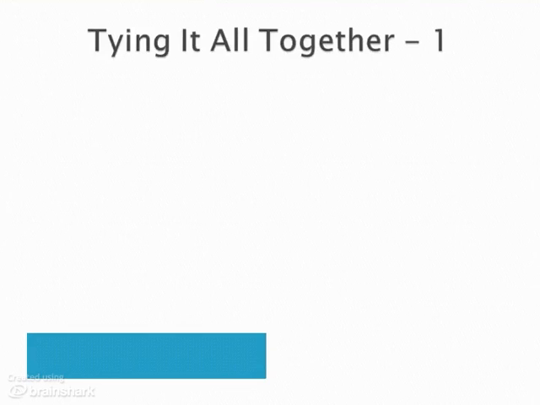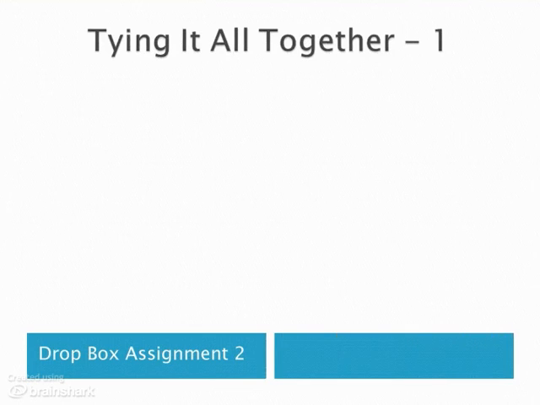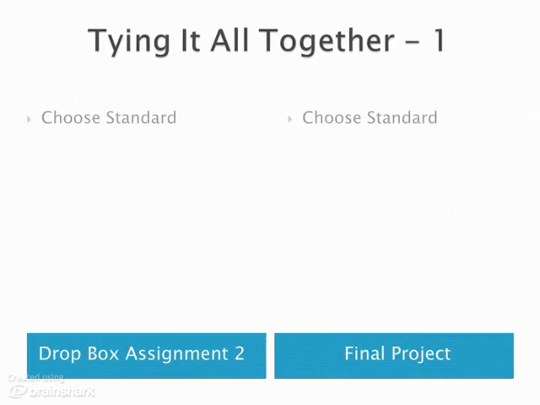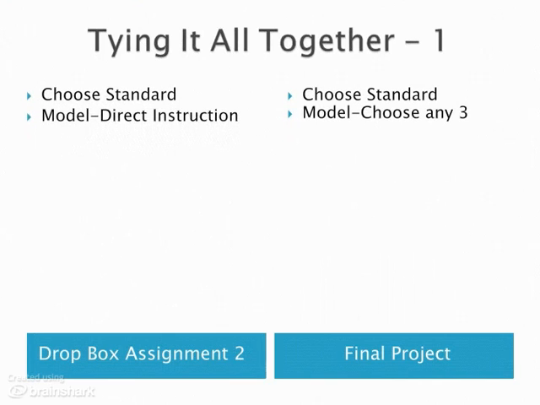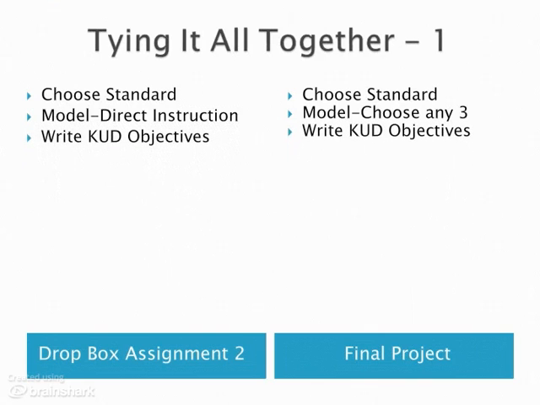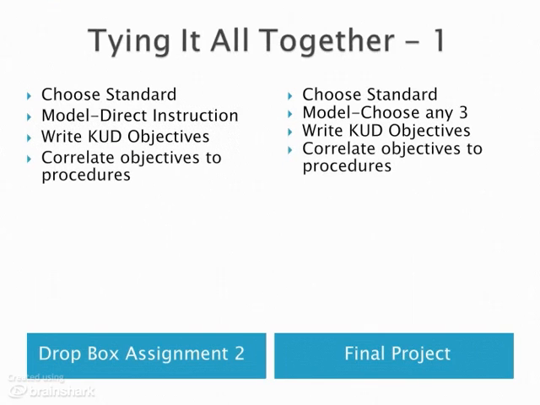Next, I want to tie some of the assignments together. This slide will compare the requirements of the Dropbox assignment for Module 2 with the final project. Both assignments require you to choose a standard. The Dropbox assignment requires you to use the direct instruction model, and the final project requires you to choose 3 different models to write your lesson plan. As you can see, both assignments require you to correlate objectives to procedures and to correlate objectives to the standards.